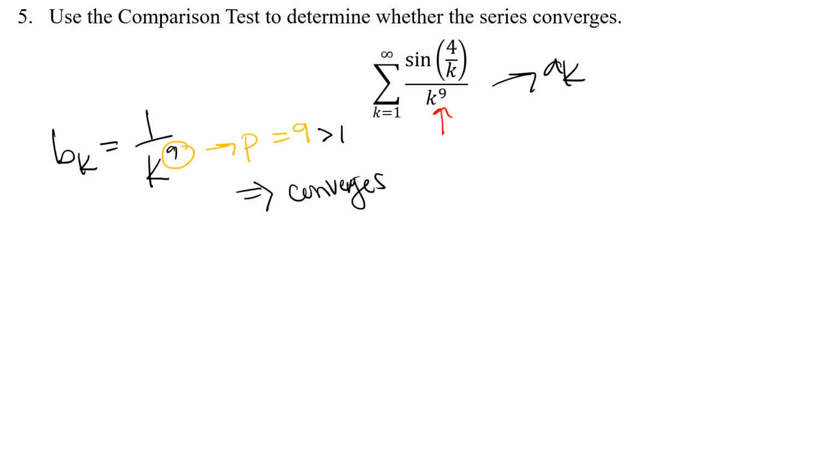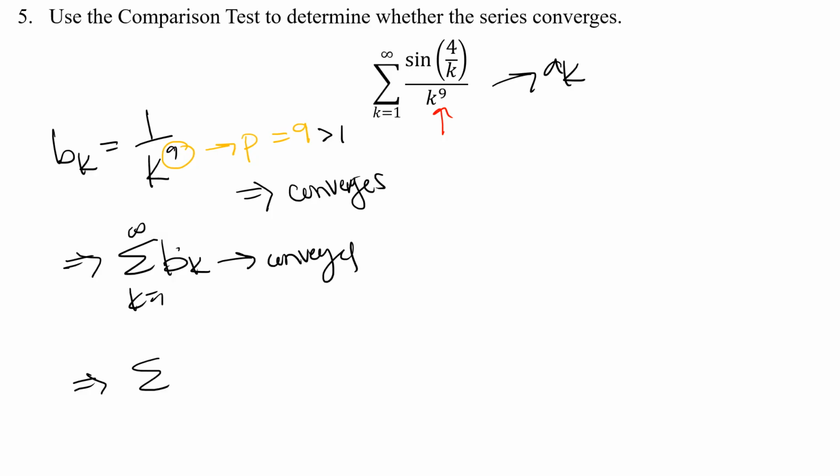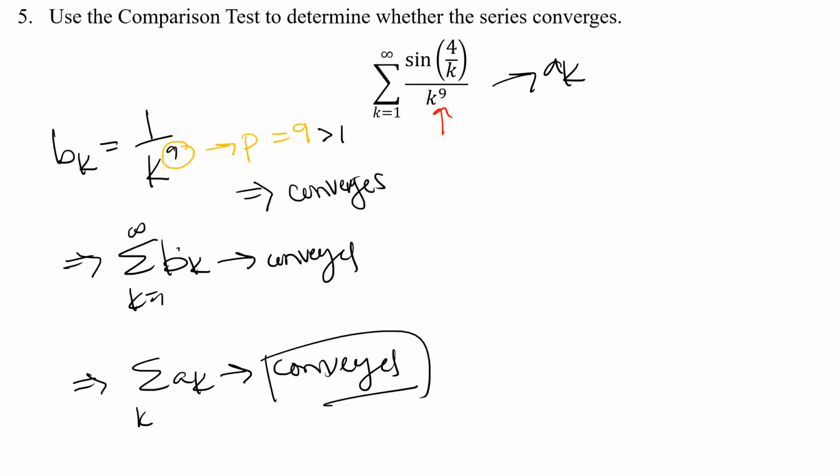All right, so therefore, since our summation of our bk converges, then of course our a sub k is going to take on that same idea, so it converges as well.